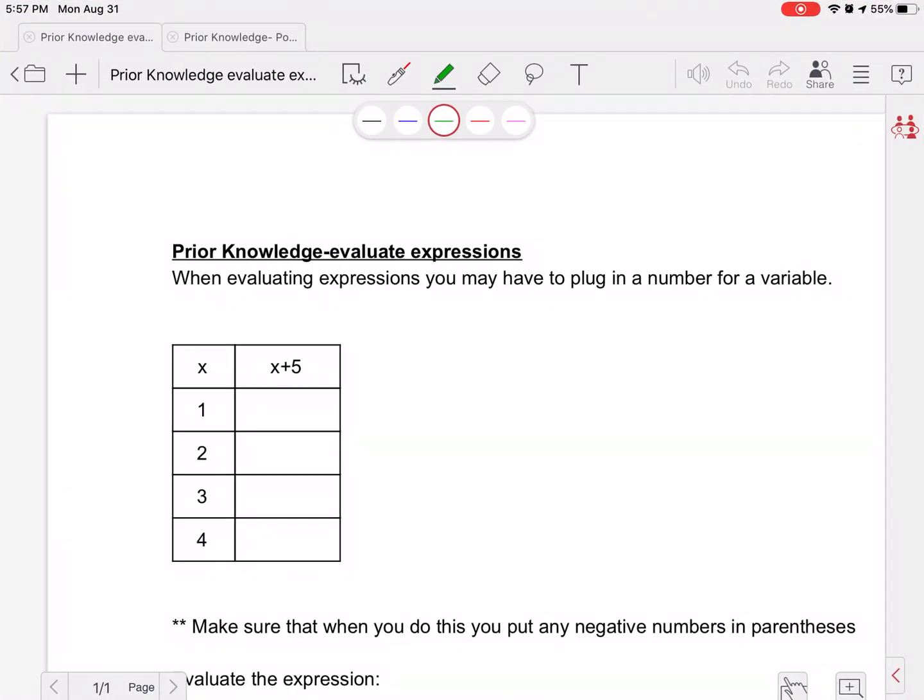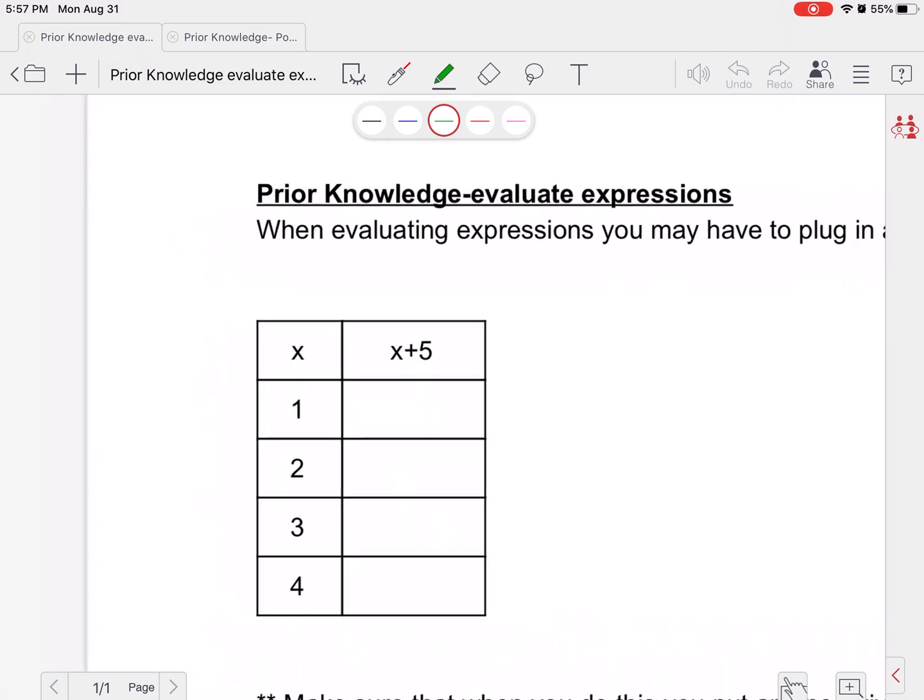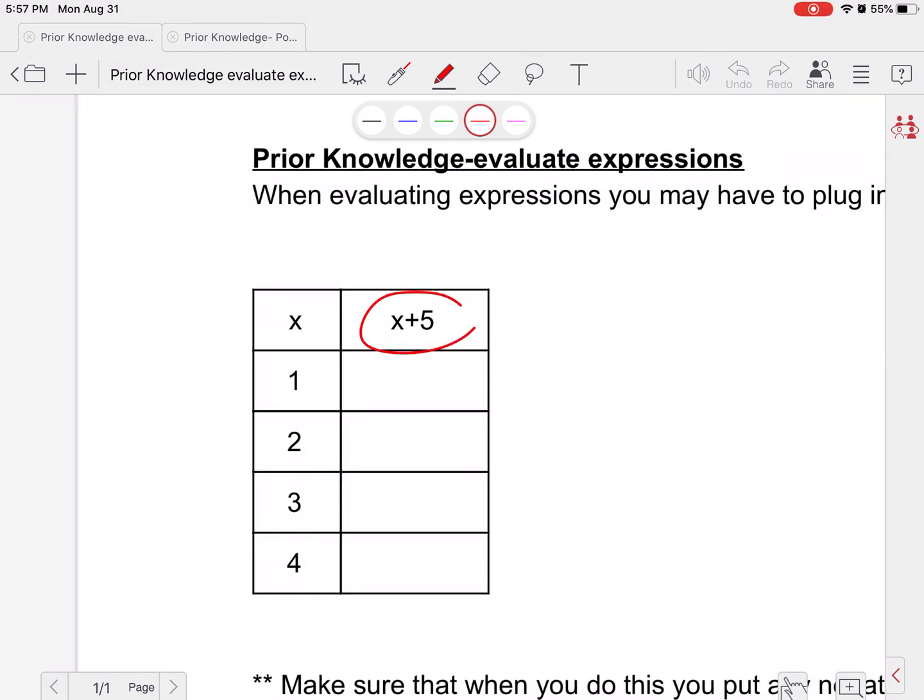So evaluating expressions is when we plug in a number for a variable. Okay, so sometimes we write this as a t-table. So we have our expression here, which is x plus 5. And this table is telling me x is 1, 2, 3, and 4. And what's going to happen with each of those is what we're trying to figure out.